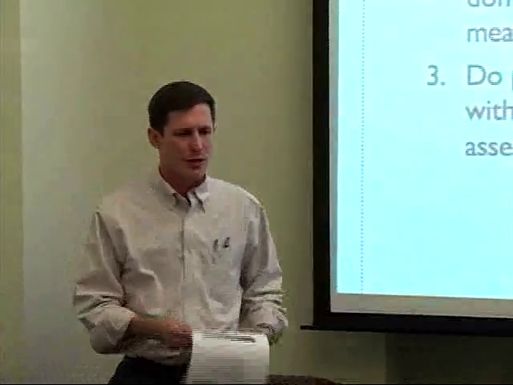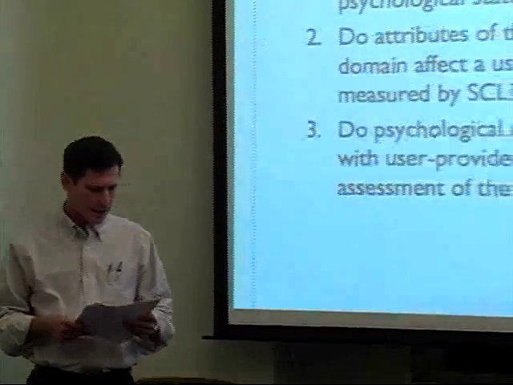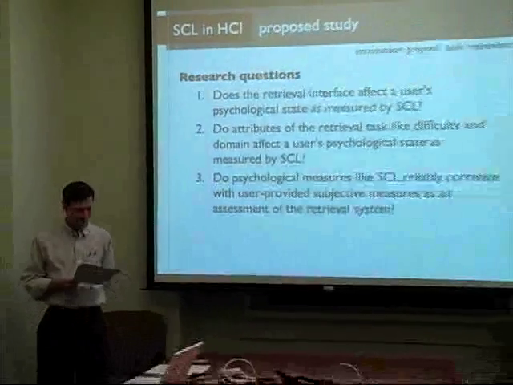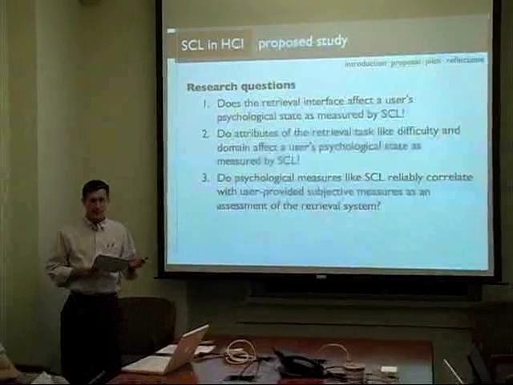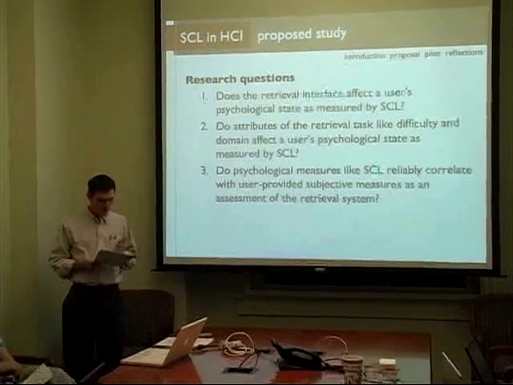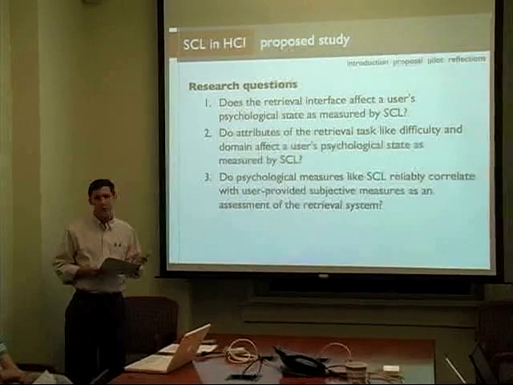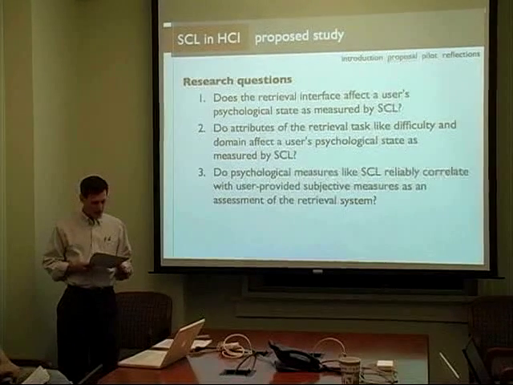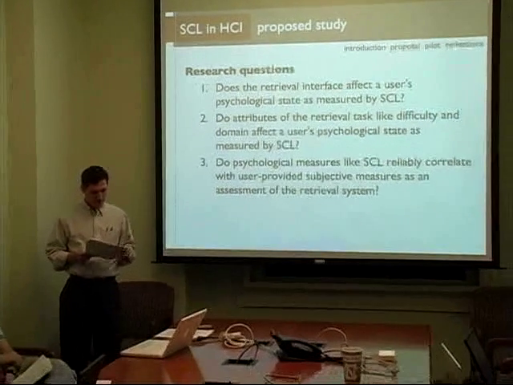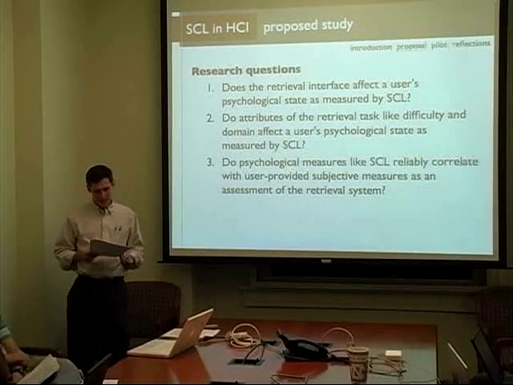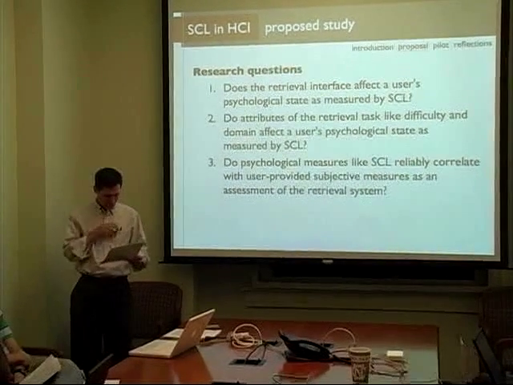So we had 3 research questions. One, does the retrieval interface affect the user's psychological state? So we were looking for an effect by interface. We're looking for whether attributes of the retrieval task, like difficulty and domain, affect the user's psychological state. So was there a difference based on task? And then do the psychological measures like SCL reliably correlate with the user-provided subjective measures?